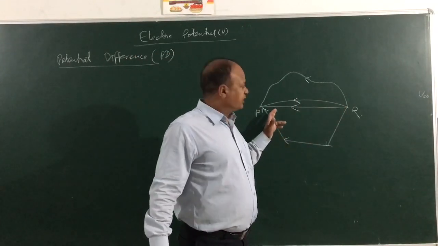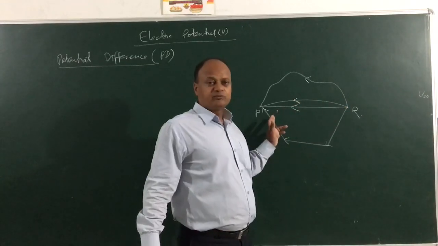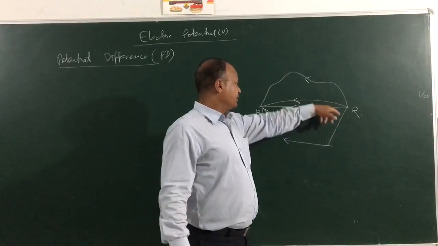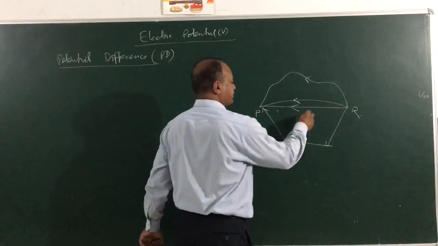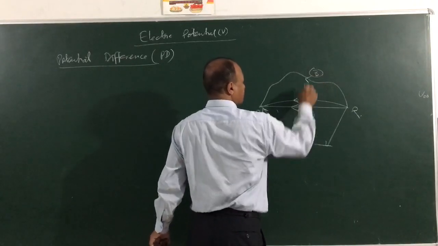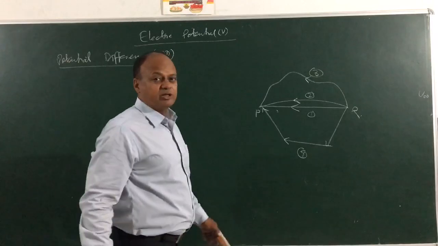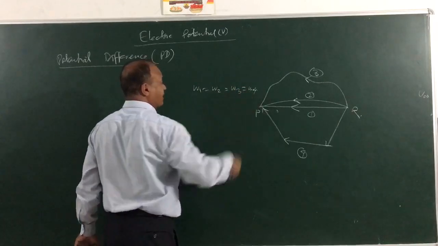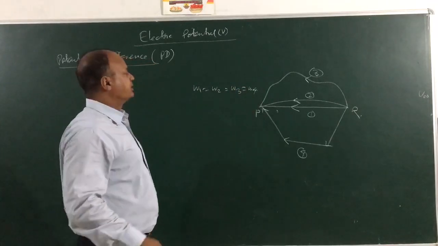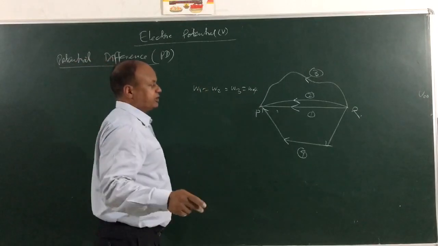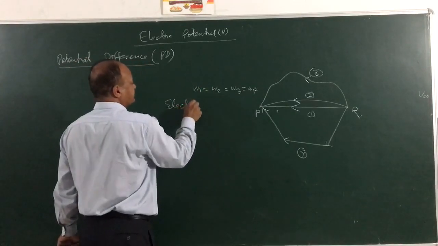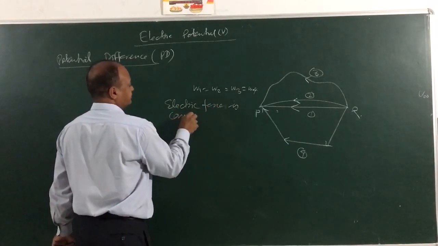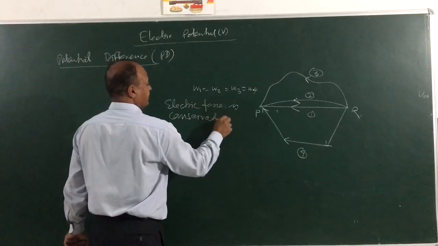that work done in order to transfer a charge from one point to another is independent of the path taken. Whether I take this path, this path, this path, or this path, I can say this is path 1, this is path 2, this is path 3, and this is path 4. Work done in all the paths is equal: W1 is equal to W2 is equal to W3 is equal to W4. Why? The reason is that electric force is conservative in nature.